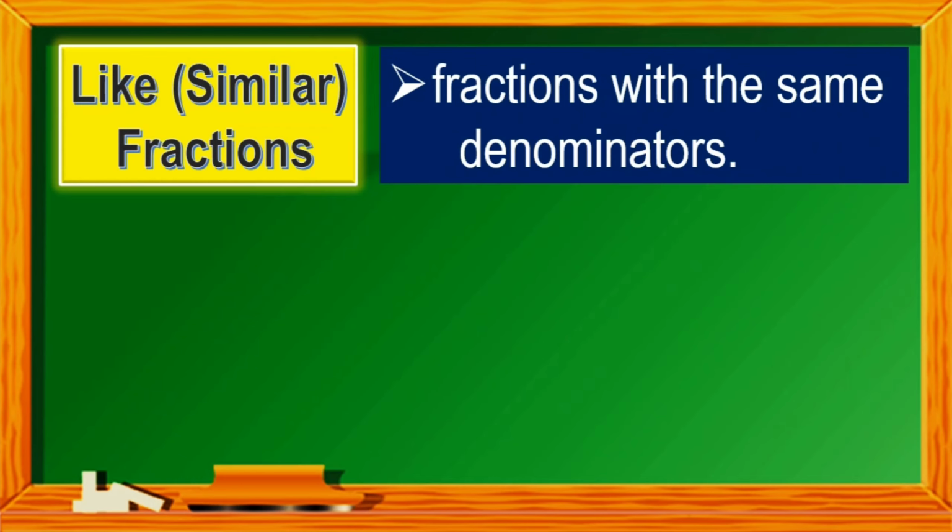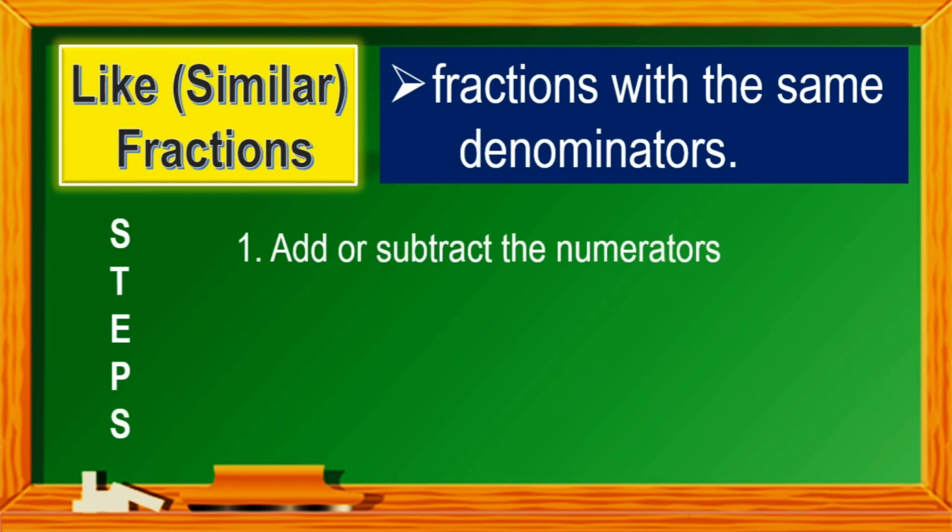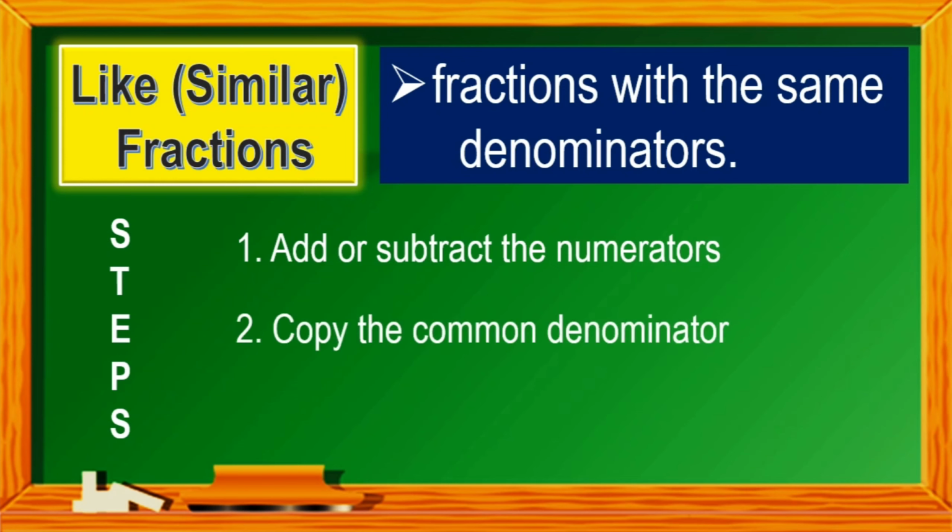To do this, we have to follow 3 steps. First, add or subtract the numerators. Second, copy the common denominator. And third, reduce to the lowest term.